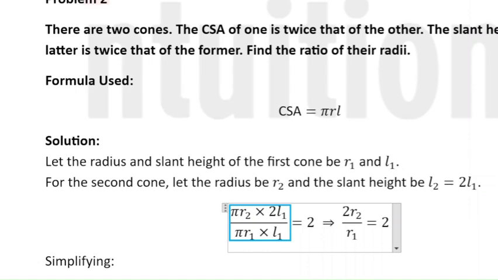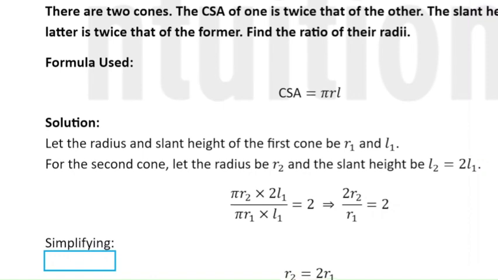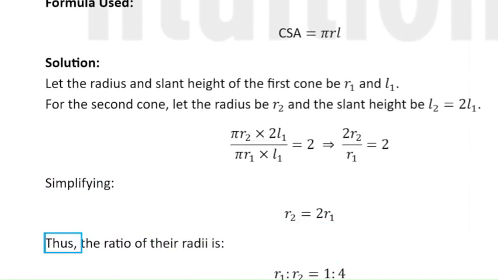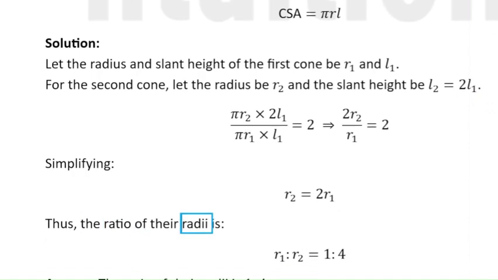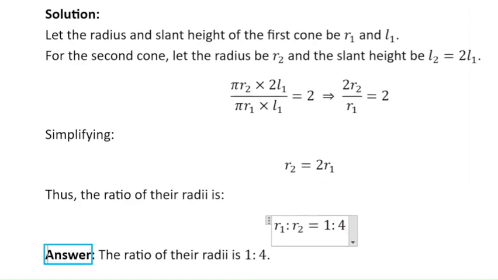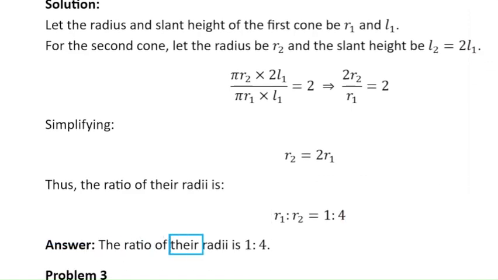times l1, equals 2, which implies 2r2 over r1 equals 2. Simplifying, r2 equals 2r1. Thus, the ratio of their radii is r1 to r2 equals 1 to 4. Answer: the ratio of their radii is 1 to 4.